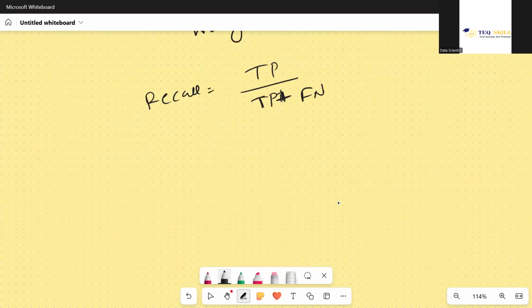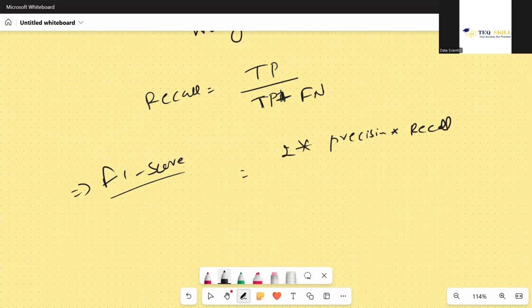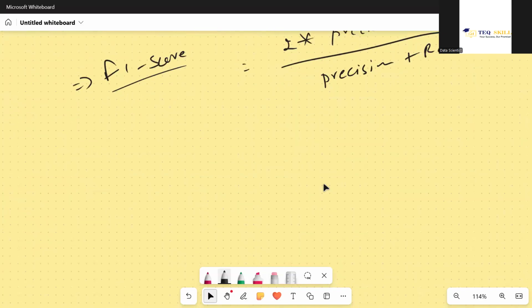Next one is the F1 score. F1 score helps you balance precision and recall. The F1 score formula is 2 into precision into recall by precision plus recall. With the help of F1 score, we can trade off between precision and recall.